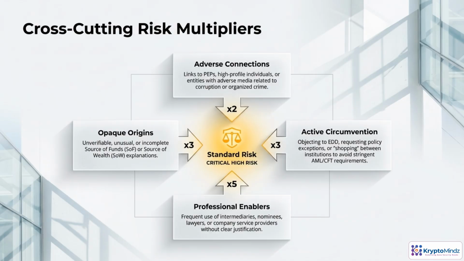When you assess MLTF risk, don't just add up basic factors. Look for multipliers that can push a seemingly normal case into critical territory. An opaque or unverifiable source of funds or wealth means you should immediately question everything else you're being told. Adverse connections to corrupt actors or organized crime, or repeated attempts to bypass EDD and policy, also multiply risk. Finally, heavy reliance on intermediaries or professional enablers without a solid business reason is a strong signal that sophisticated concealment may be occurring.